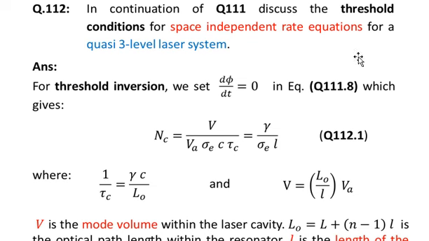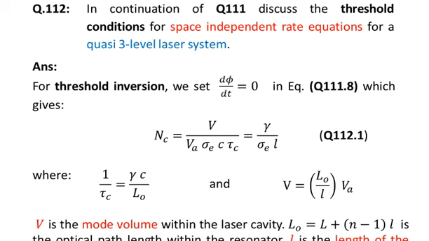The answer is, for threshold inversion, we set d phi over dt equal to 0. That is, phi is constant, and phi is the number of photons in the cavity. So we need to put d phi over dt, the time derivative of phi, equal to 0. We have to set this in equation number 8, which gives this.